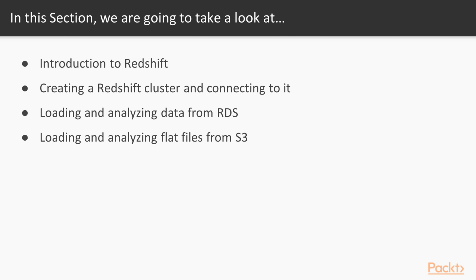Next, we'll look at a typical data warehousing use case pattern where we have to load data from a traditional operational system running on RDS into our Redshift data warehouse. And finally, we'll take a look at how we can load flat files using Amazon S3, again, into our Redshift data warehouse.